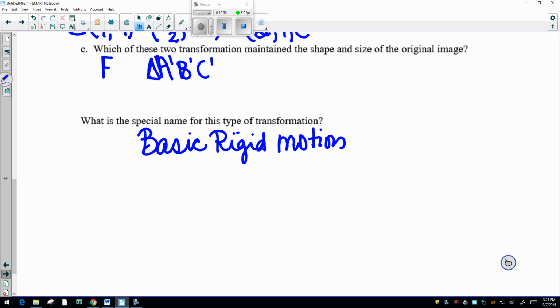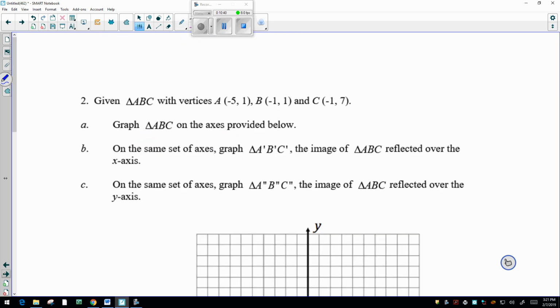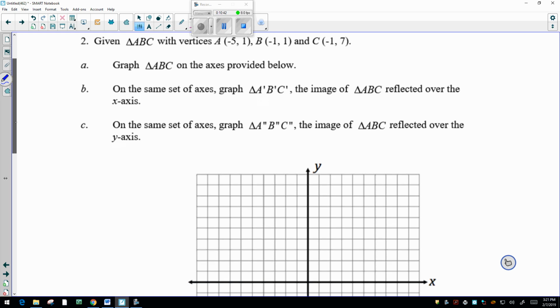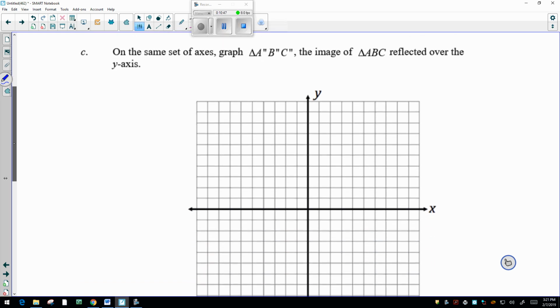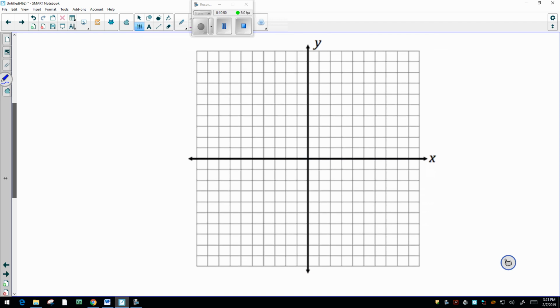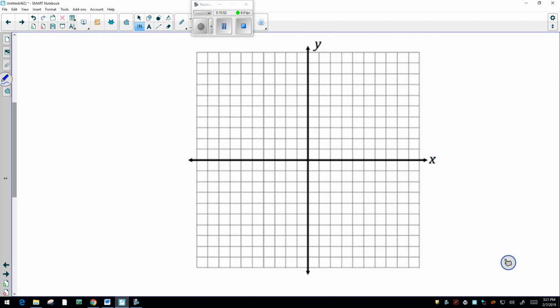Okay, our next picture. We're going to try another one. So first we want to graph triangle ABC. We want to make sure that we're labeling it. So if I go to the set of axes, we're going to graph this out. A is located at -5, +1, so make sure we label. B is at -1, +1. And C is at -1, +7. And now we're going to connect our lines. So we have our triangle. And that was part A.